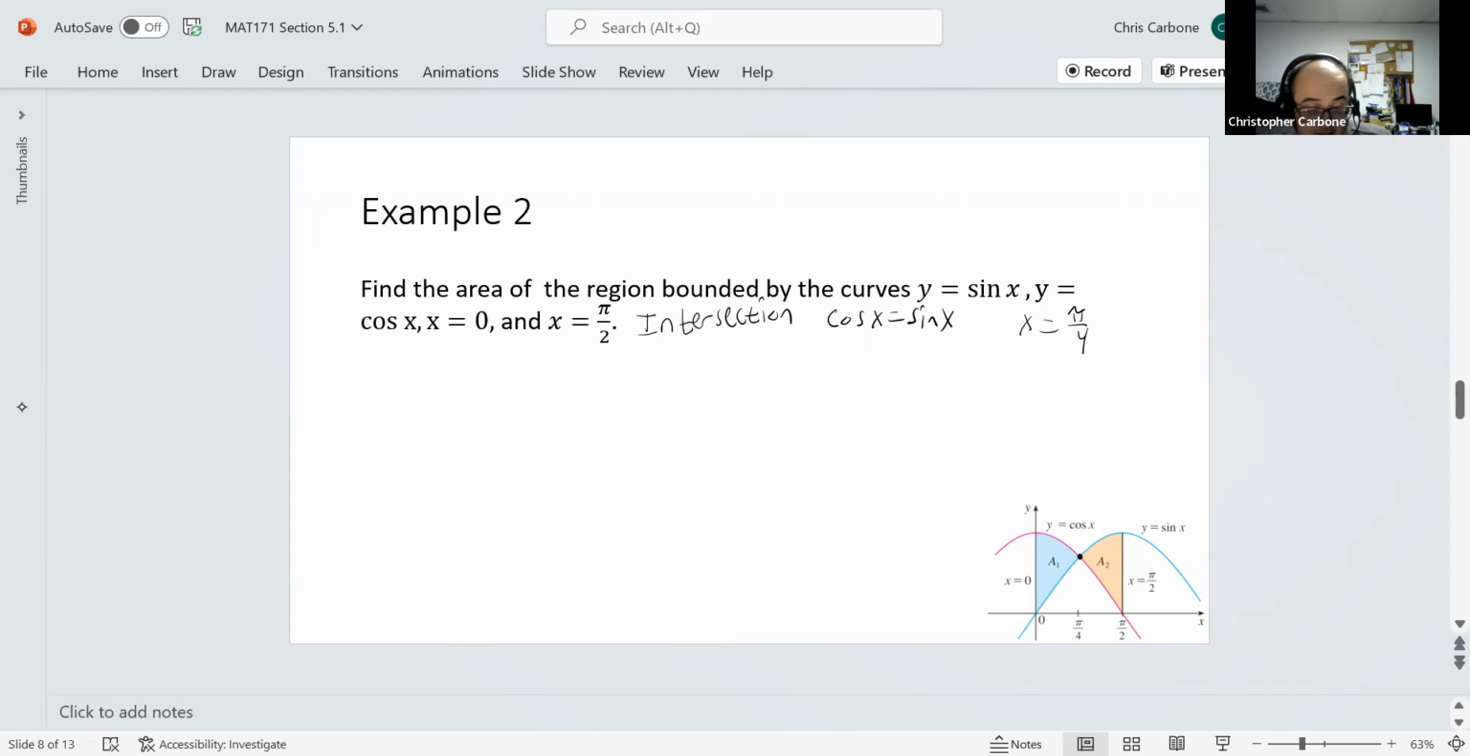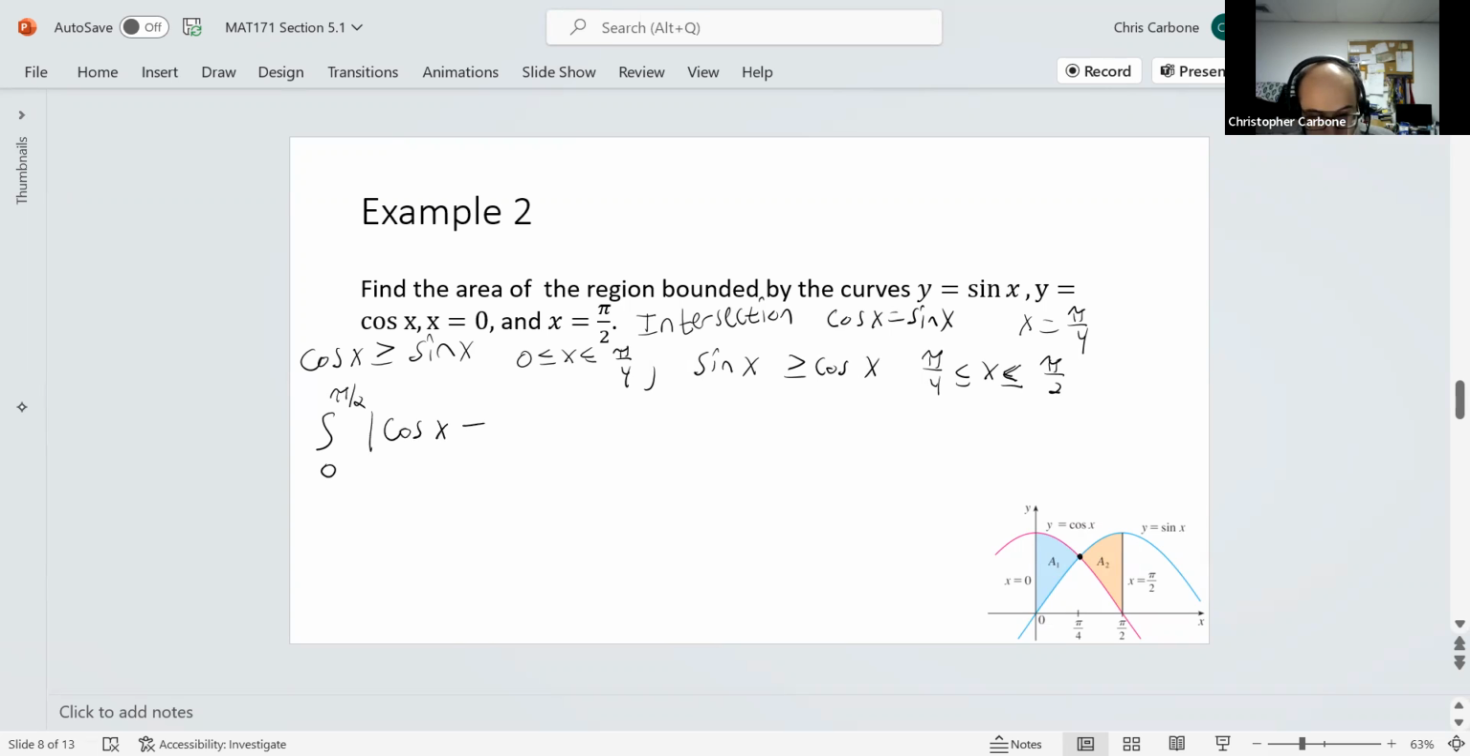And we could see here in the picture that the cosine of x is greater than or equal to the sine of x, with values of x being between 0 and pi over 4 inclusive. Likewise, the sine of x is greater than or equal to the cosine of x, for values of x being between pi over 4 and pi halves. So this would be the integral from 0 to pi halves of the absolute value of the cosine of x minus the sine of x dx.